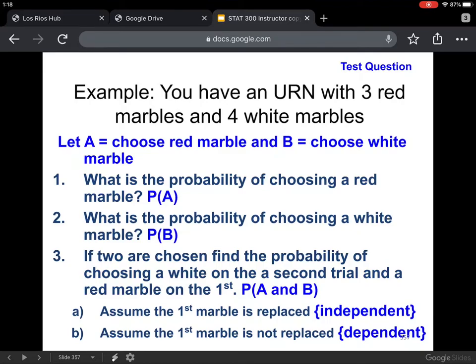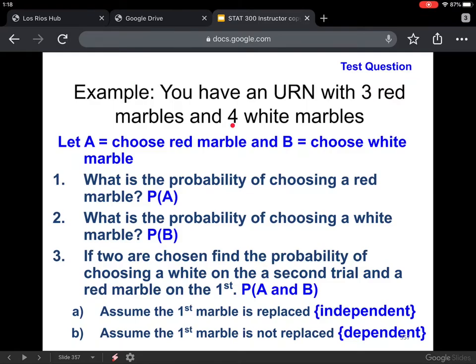So let's do some exercises here. Suppose that you have an urn with 3 red marbles and 4 white marbles, and event A is choosing a red marble, and event B is choosing a white marble. So what's the probability of choosing a red marble? Well, there's a total of how many? 7 marbles. And then how many are red? 3 of them. So you'd have 3 out of 7 for the first probability. What's the probability of choosing a white? The total is 7, right? So 4 out of 7 would be the next one.